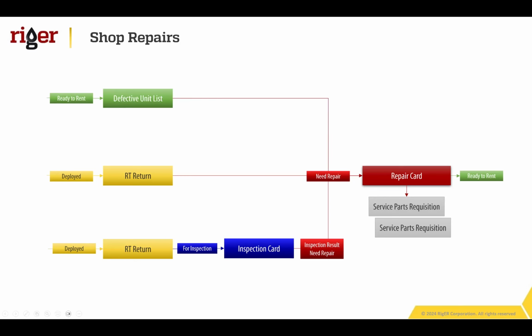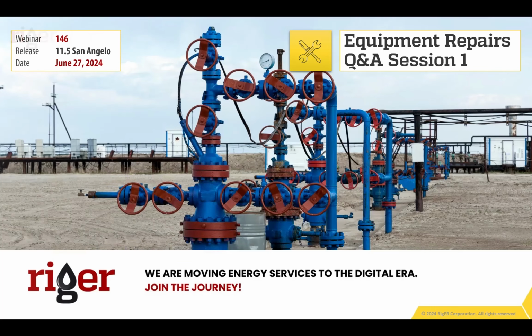The shop repairs have three different scenarios. When we have a defective unit list, that happens when we need to convert item unit numbers from ready to rent to need repair status. We have post job without inspections and post job with inspections. Those are shop repairs. And we are ready for Q&A session 1. So let's have a short round of questions and answers for that portion of our webinar.